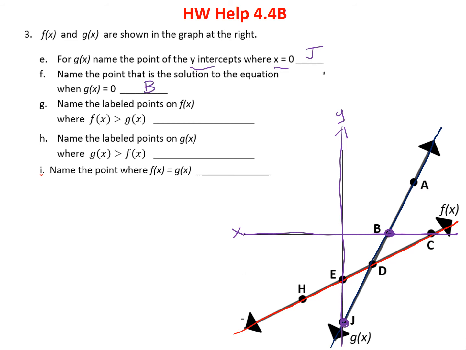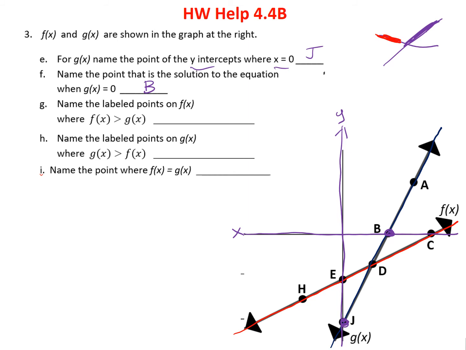All right. Now, the next part's interesting because it asks us, where is f of x greater than g of x? So just notice here, if I draw two lines, all along this part of the line, that's the bigger line. But on this part, this is the bigger line, okay? Because they're higher up in the graph. They have a greater value.